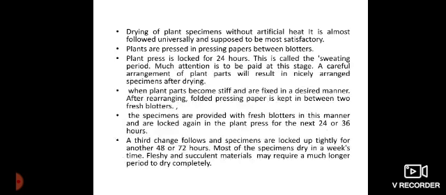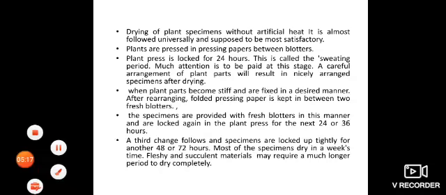After collection, in very humid climates, it is desirable to dry the plants before the tissues undergo decay, and under such conditions the plants are dried with artificial heat. Drying of plant specimens without artificial heat is almost universally followed and is supposed to be the most satisfactory. The plants are pressed in pressing papers between the blotters. The plant press is locked for 24 hours.